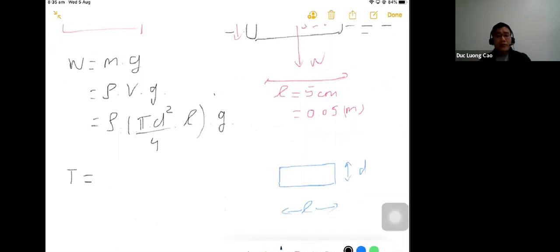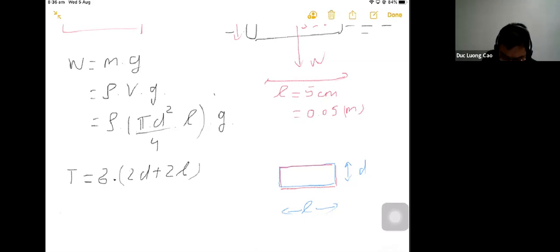And the surface tension force will be equal to surface tension coefficient times the contact length between the needle and the water surface. Contact length is this one, L plus D plus L plus D. So this one will be equal to 2D plus 2L, the contact length between the needle and the water surface.